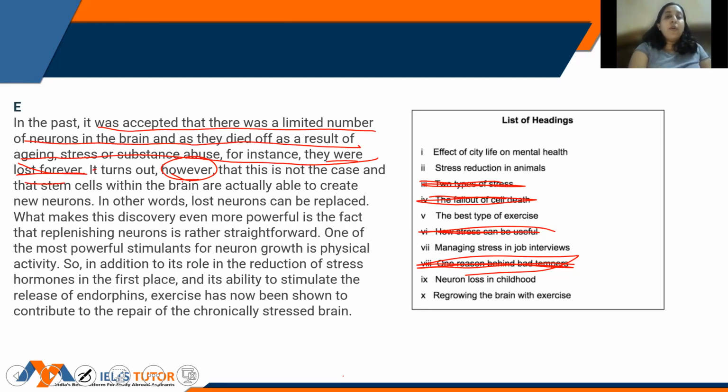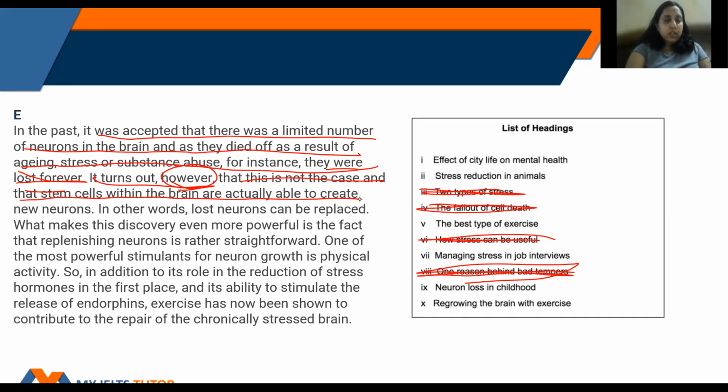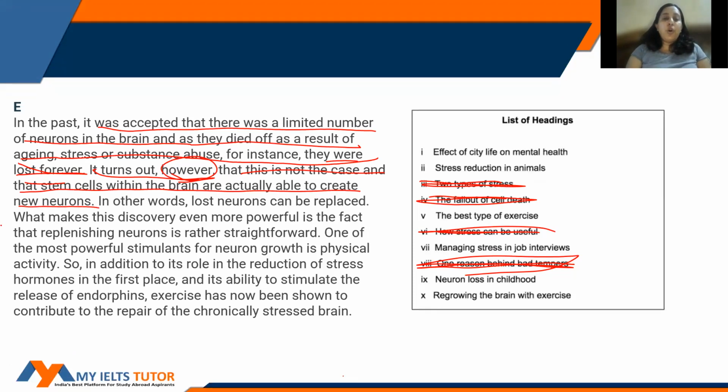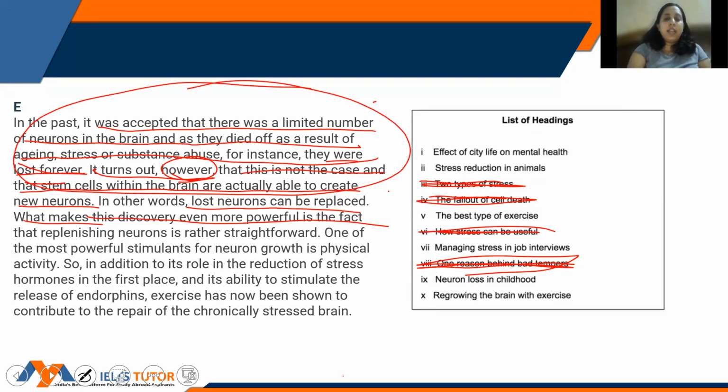It turns out, however, that the reality is something different. This is not the case, and the stem cells within the brain are actually able to create new neurons. So it will regrow. They will create new neurons. Lost neurons can be replaced. We can find the answer in these lines. So the answer will be regrowing the brain with exercise.